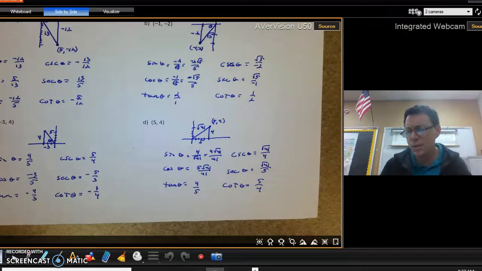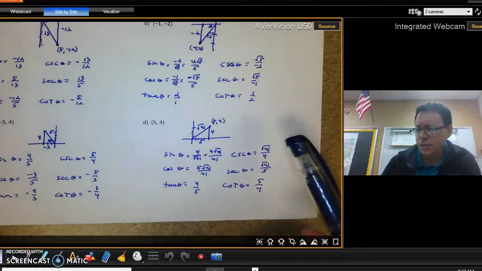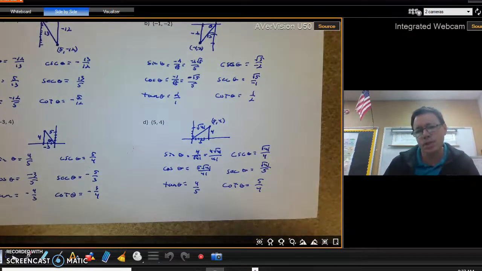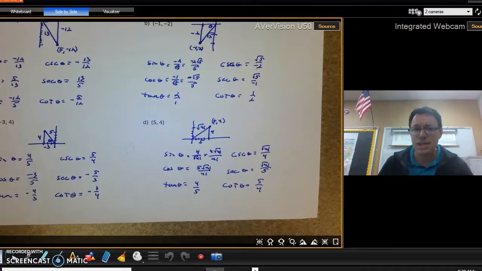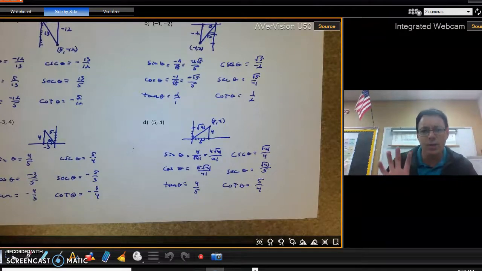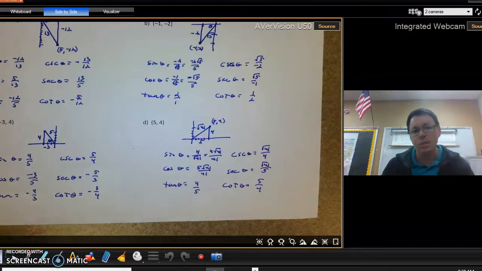So as you're doing these, you'll notice that a lot of times some of the functions end up positive, some end up negative, and it has to do with where you are in the coordinate plane and what's positive and what's negative to create those functions, which is what we're going to talk about next.